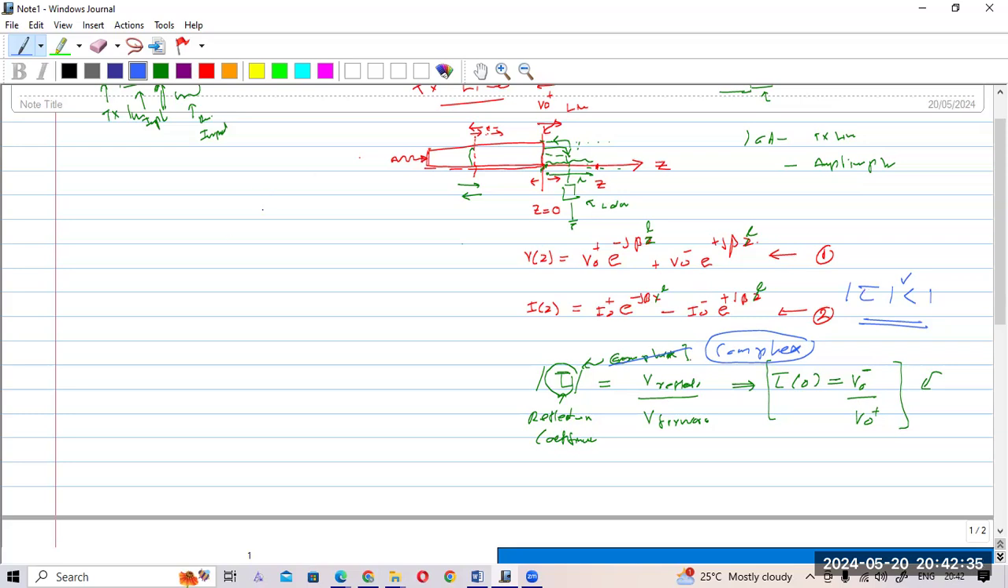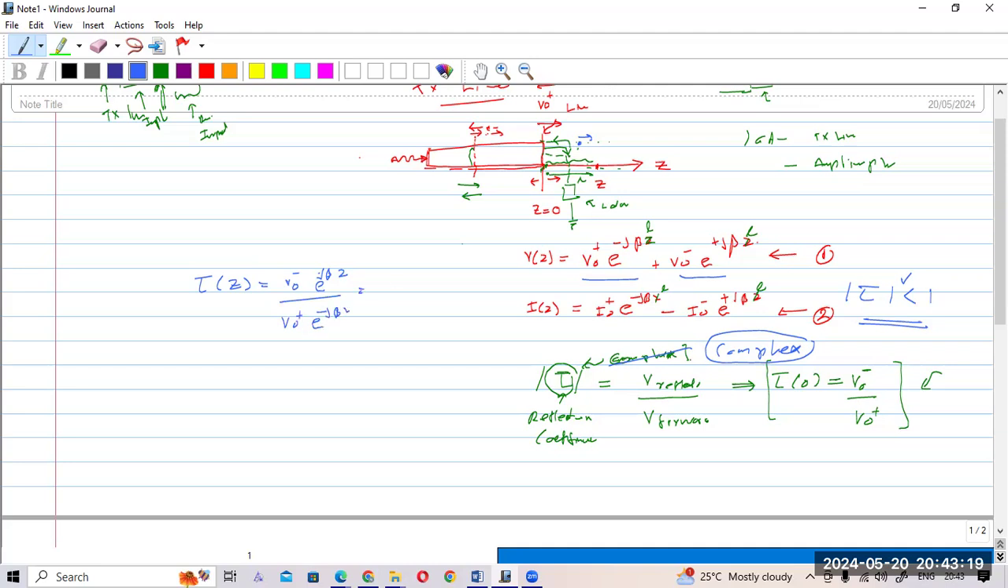So you know that the forward voltage will be this one, V naught plus e to the power minus j beta z. Backward voltage is this one, V naught minus e to the power plus j beta z. So you can write it as V naught minus, because it is the reflected one, e to the power plus j beta z, divided by V naught plus e to the power minus j beta z.